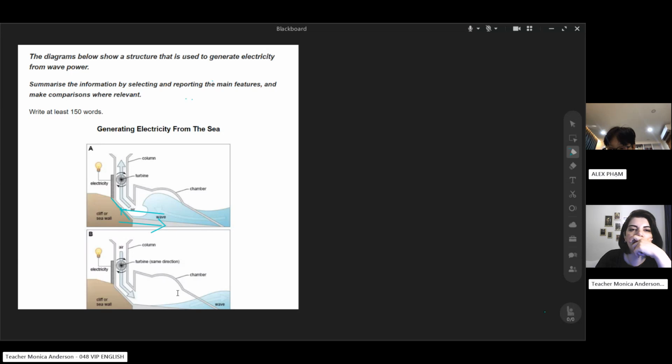The first diagram shows how the incoming wave fills a large chamber and forces the air inside this way up the column and through the turbine. The pressure of the air rotates the turbine, which generates a current of electricity. The process does not end there, for the structure is able to continue producing power as the sea recedes, as can be seen in the second diagram.